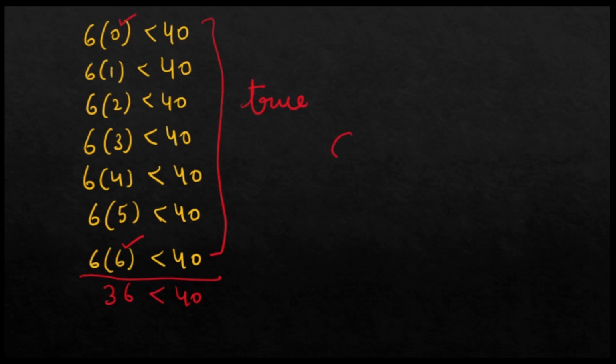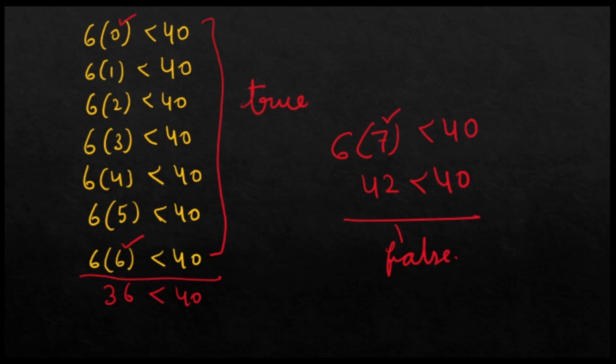But if I say 6 multiplied by 7, or we assign the value 7 in place of x in this algebraic expression, we get 42 is less than 40, which is false. To get the final answer, we have to go through all this process, and this is very long and hectic. But going further, let's know a little bit more.